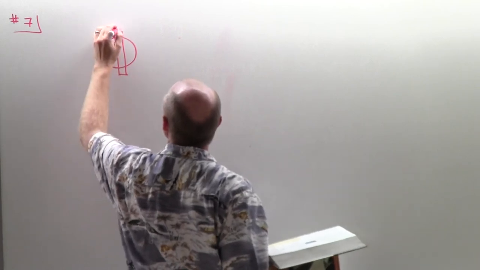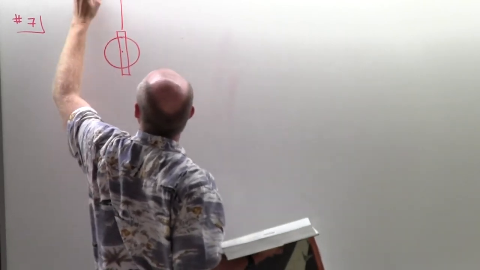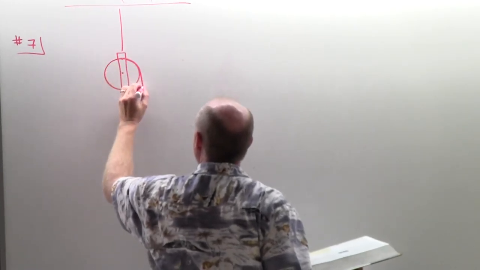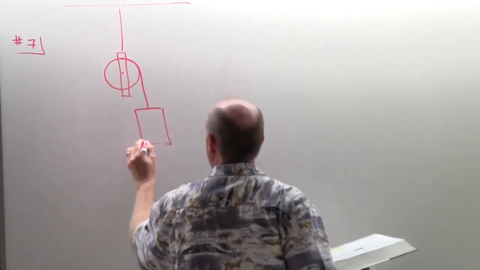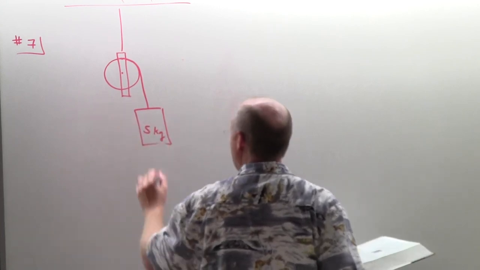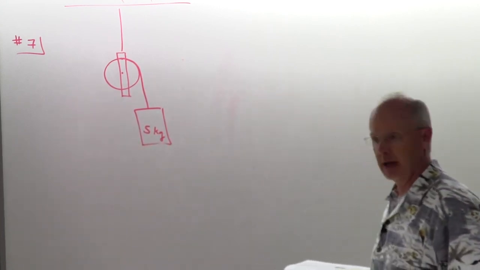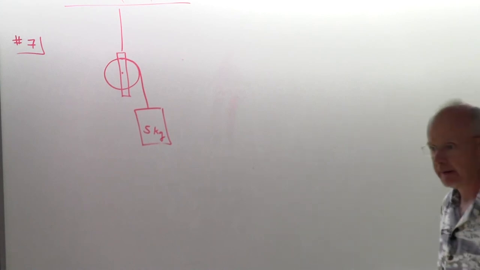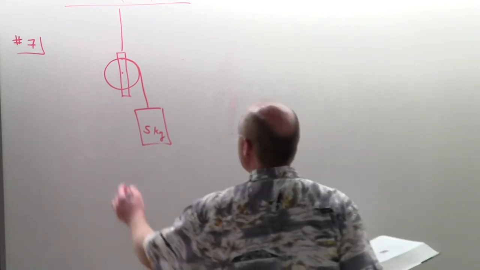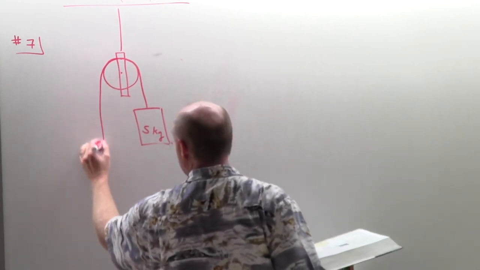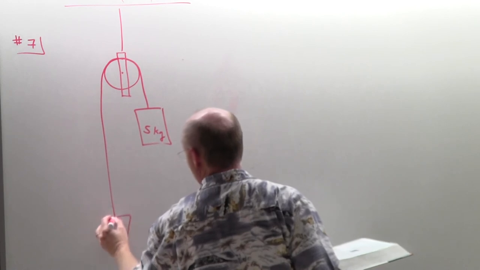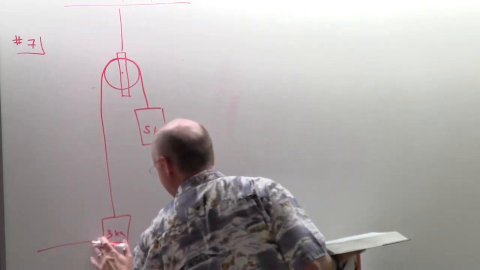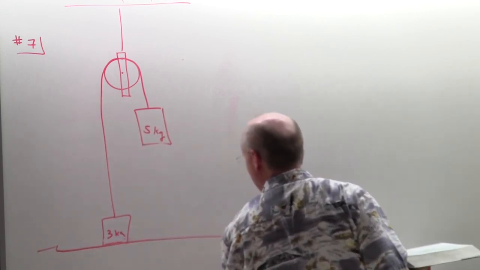It's kind of got a gear system and it's tied to the ceiling, something like this. But the string comes around the pulley and we have 5 kilograms hanging from it. Like I said, that's a little much for our lab. We're not going to be hanging 5 kilograms of weight here. And the other side, or maybe I should say 5 kilograms of mass, is 3 kilograms sitting down here on the floor.